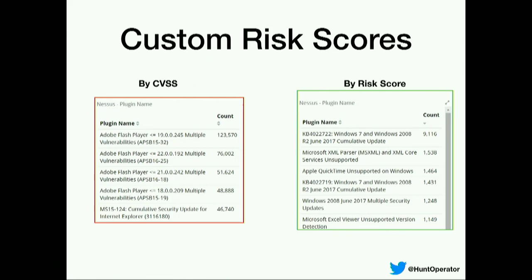Out of the box, if you were just to take the CVSS scores, on the left-hand side is what you would get. So you get this large count of all the plugin names, and you can see that the top 5 results are all Adobe Flash Player. Well, we already talked about that's whitelisted inside the browser, so we're not running that inside our organization. So if you do it by risk score, now you have things that are actionable that you can go give to your SOC, and they can start mitigating right away.